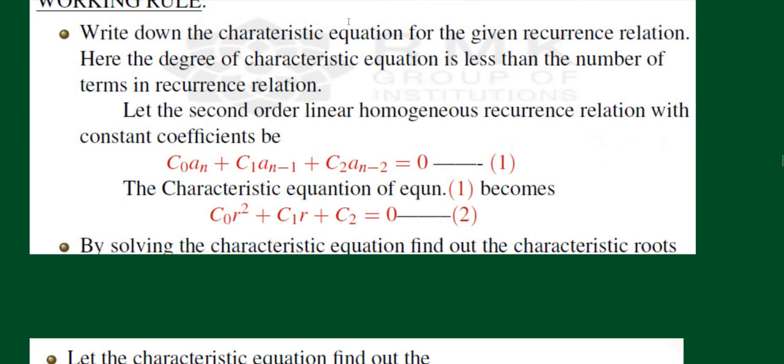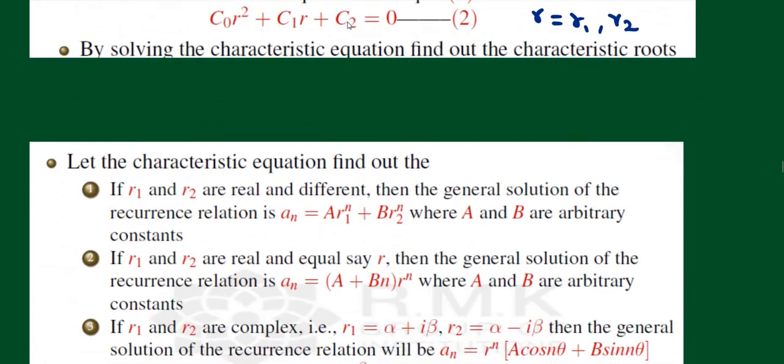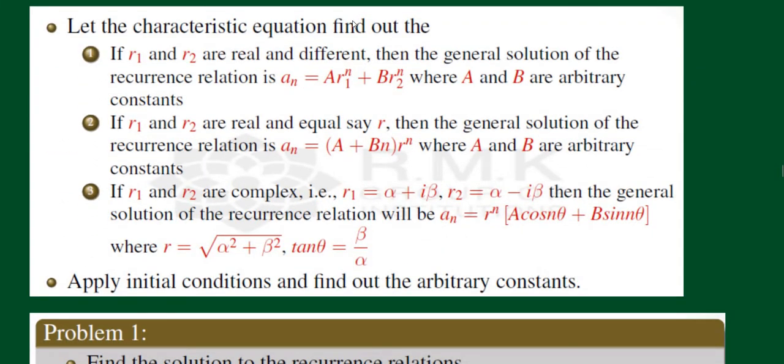After finding the characteristic equation, it is possible to solve it. It is a quadratic equation, and you have an idea to solve it. After solving, r has 2 values, that is 2 roots: one is r1, one more is r2. These r1 and r2 have 3 natures: either r1, r2 are real and different, or r1, r2 are real and equal, or finally r1, r2 may be complex numbers. So these 3 cases arise.